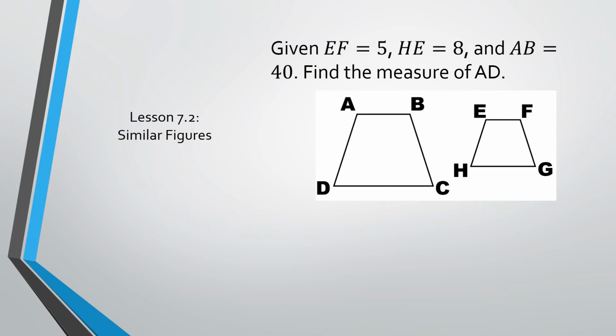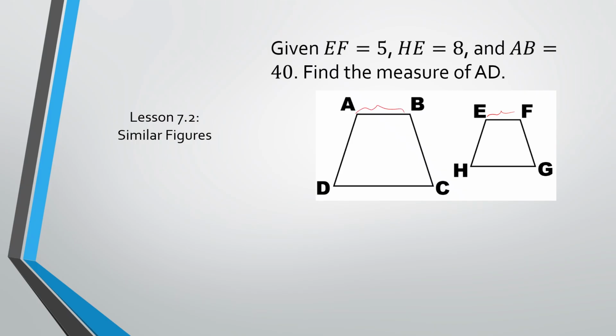Let's have a problem that you have to answer. So let's have this one. Given EF is 5, HE is 8, and AB is 40. Find the measure of AD. So how will you find this one? So here's how. Now, let's have EF. The corresponding side of EF is AB.